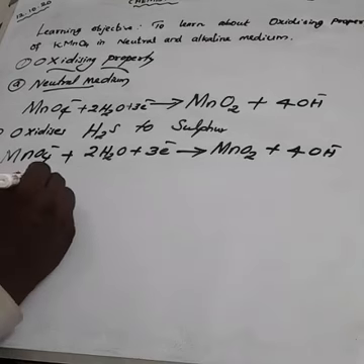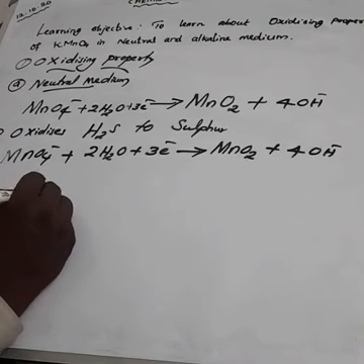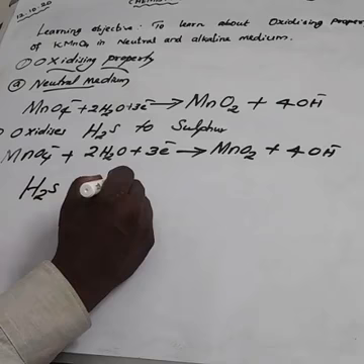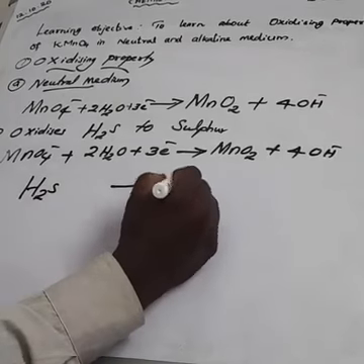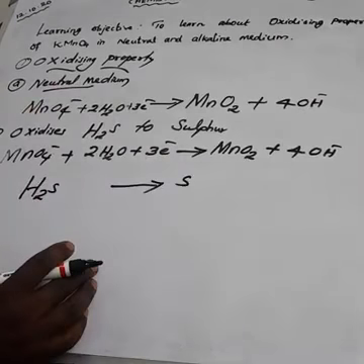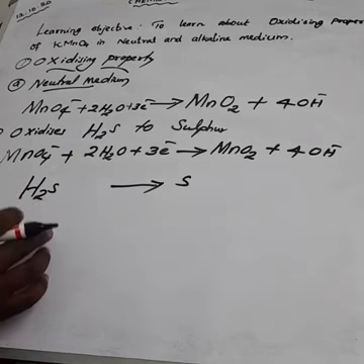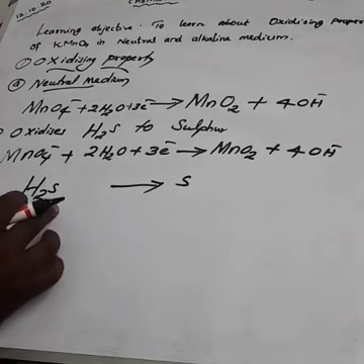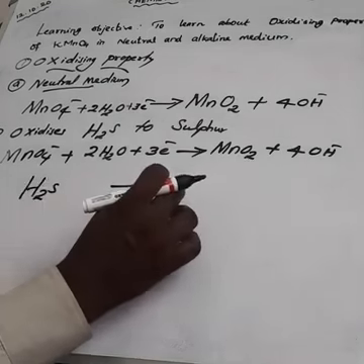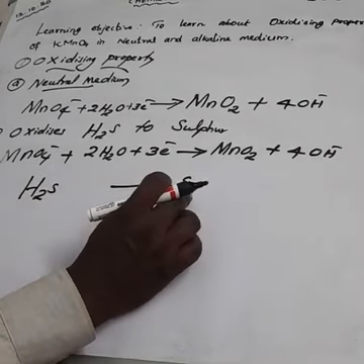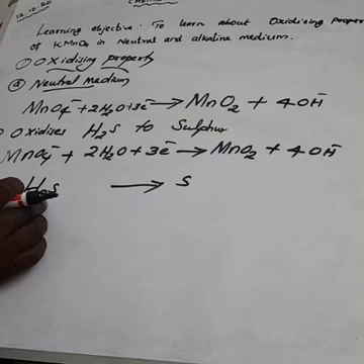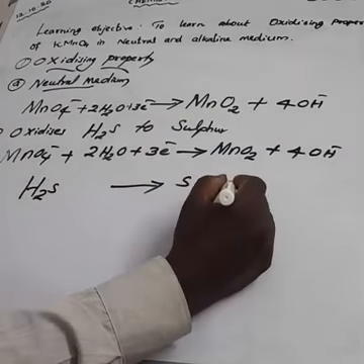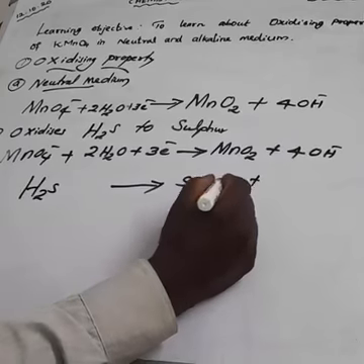That is, hydrogen sulfide is oxidized to sulfur. First, we have to balance the equation. Sulfur: here we have 1 sulfur and there also 1 sulfur. Here we have hydrogen H2, so you should write 2H plus.